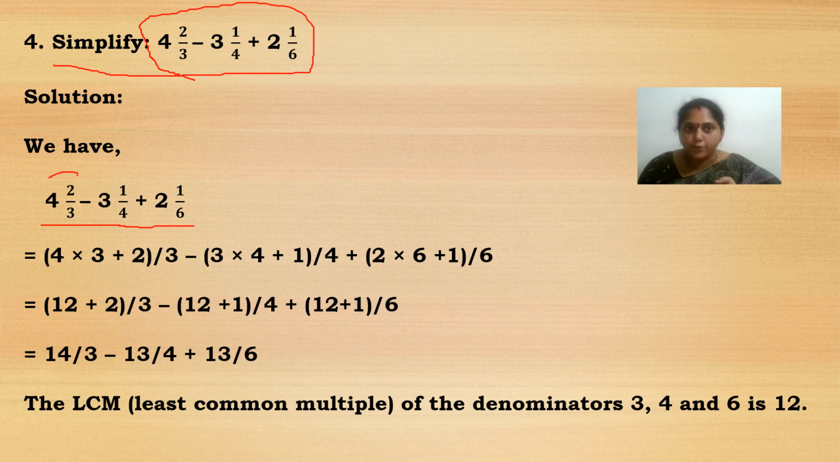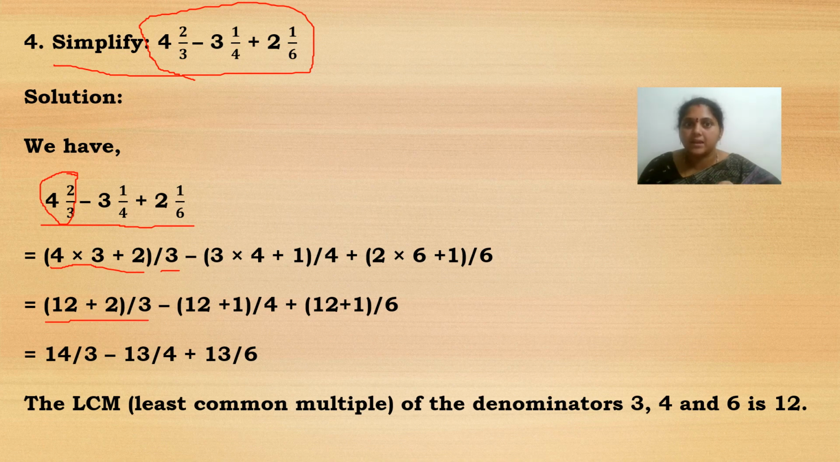First I am taking 4 2 by 3. I am going to convert this. How am I going to convert? Multiply the whole number with the denominator, plus the numerator, divided by the denominator. 4 into 3 is equal to 12. 12 plus 2 divided by 3.